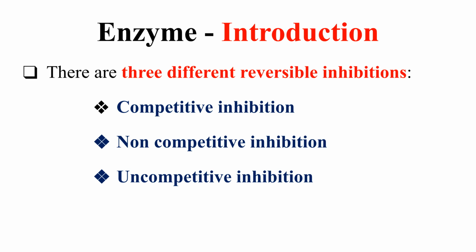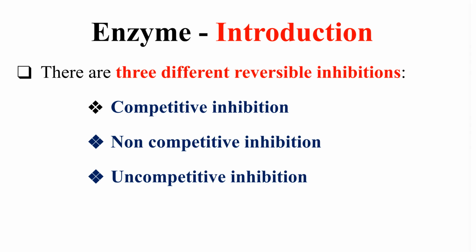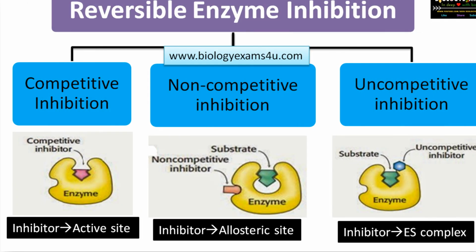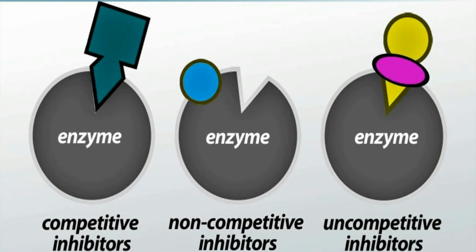There are three different types of reversible inhibition: competitive inhibition, non-competitive inhibition, and uncompetitive inhibition. This visual illustrates the three types of reversible enzyme inhibition. Competitive inhibitors bind to the active site, non-competitive inhibitors bind to the allosteric site, and uncompetitive inhibitors bind to the ES complex. Here is another visual comparing competitive, non-competitive, and uncompetitive inhibitors binding to the enzyme.